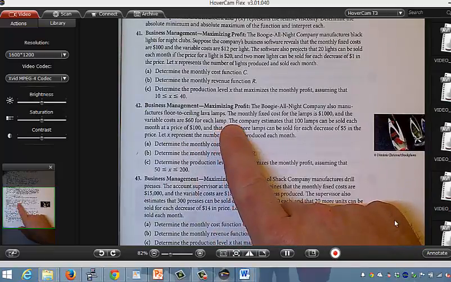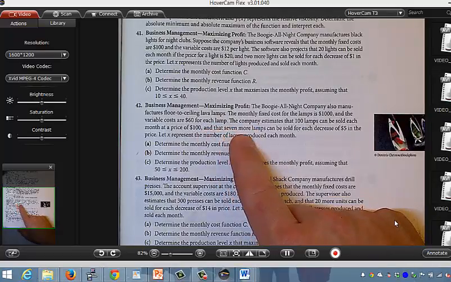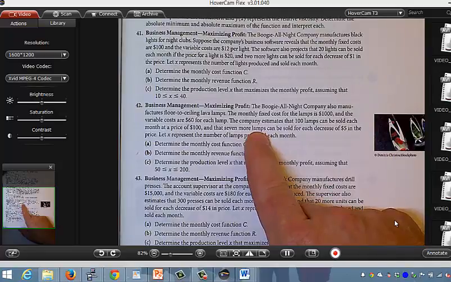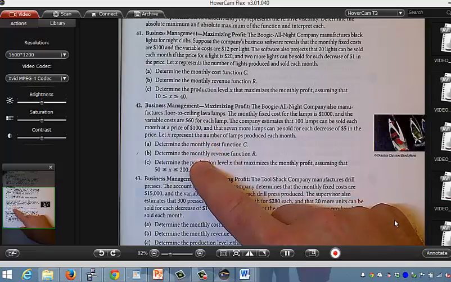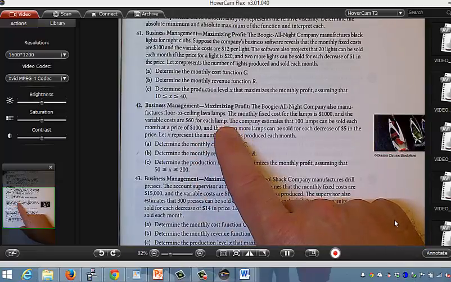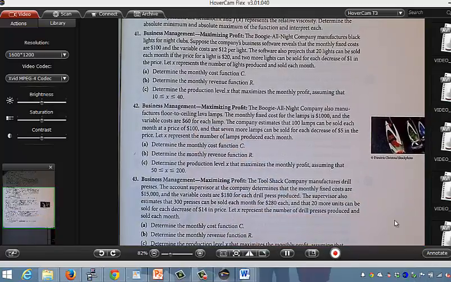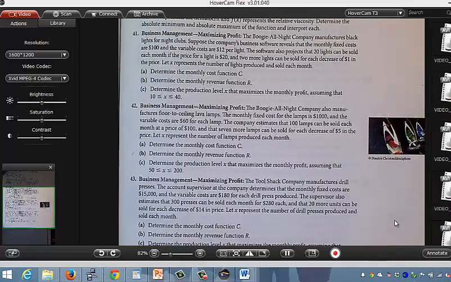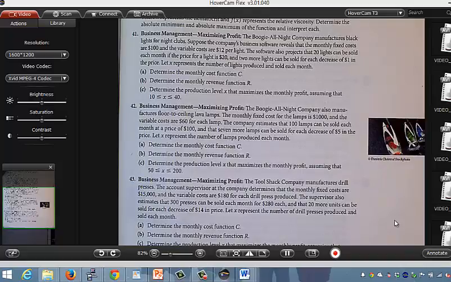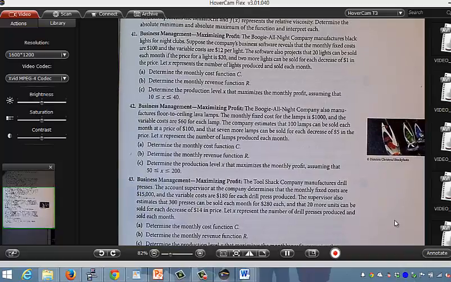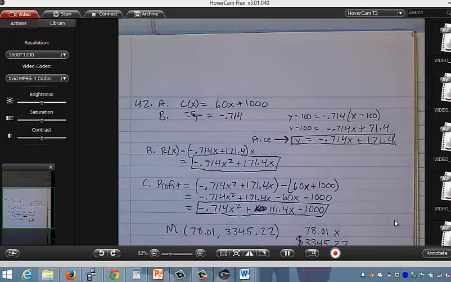And then the second sentence says, the company estimates that 100 lamps can be sold for a price of $100. Seven more lamps can be sold for each decrease of $5 in the price. Let X represent the number of lamps produced each month. So that second sentence is about how much the price is, price being 100 bucks. I remember talking to Tyler and CJ, and they were telling me, well, the price is what I need if I want to get the revenue function. Once you have cost and revenue, we know that profit is just equal to what? Revenue minus costs, right? So that's kind of like a quick sketch of what we want to do.